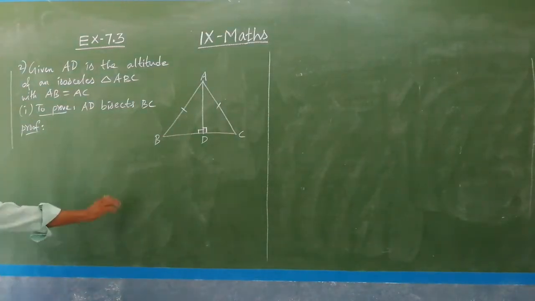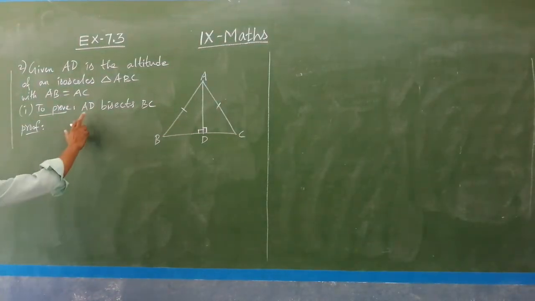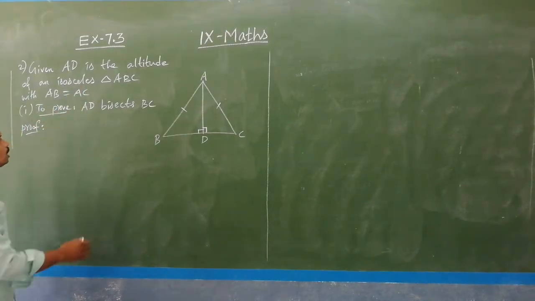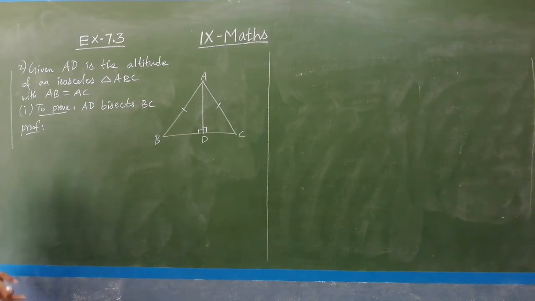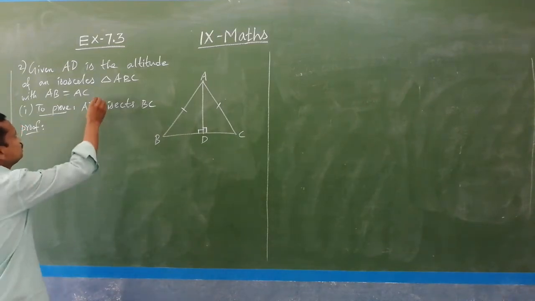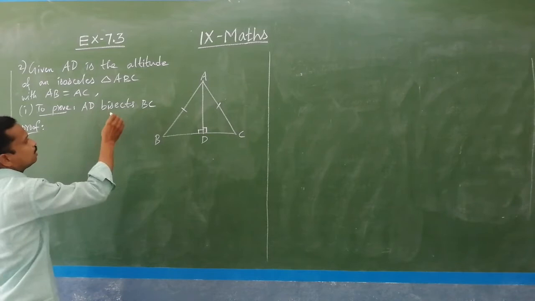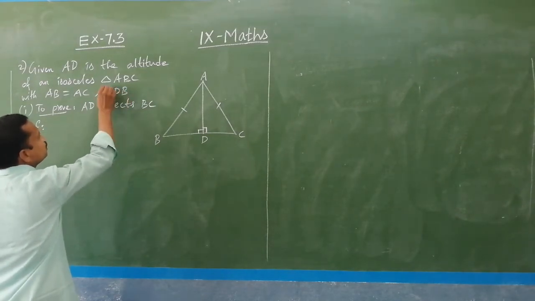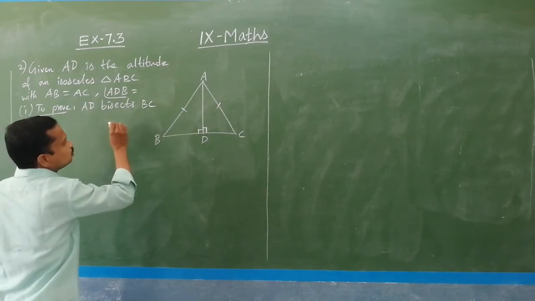They are asking to prove AD bisects BC. So given AB equal to AC, you have to show that AD bisects BC. Here we can say angle ADB equals angle ADC.